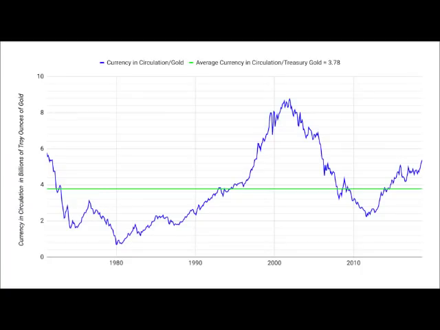Here is a graph over the past few decades showing the ratio of currency in circulation to the marked-to-market value of treasury gold. It varies over a fairly wide range, unlike the ratio with M1, which tends to move towards a central value. However, it can be seen that there is still a tendency of the ratio to vary around a central value. In this case, the central value is 3.78.